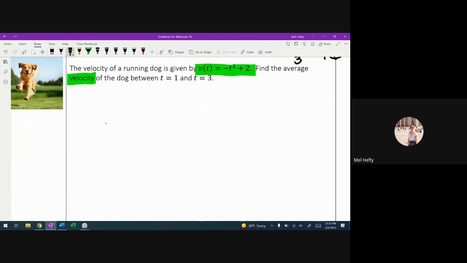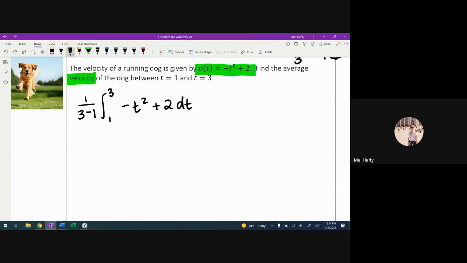So I'm going to do 1 over 3 minus 1, like Matt said. Integral from 1 to 3 of this function right here. Essentially, if you're thinking physics, what this is doing, the integral is going to take you from velocity back up to position. And then since you're dividing by the interval of time, that's going to bring you back down to velocity.